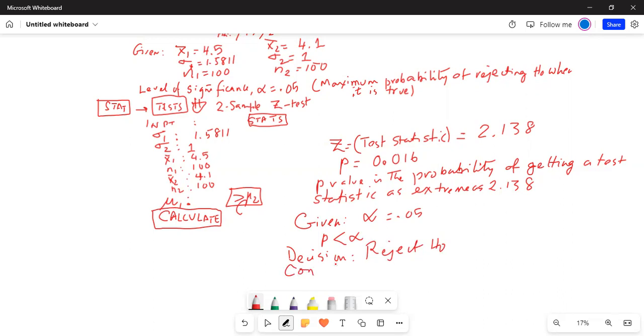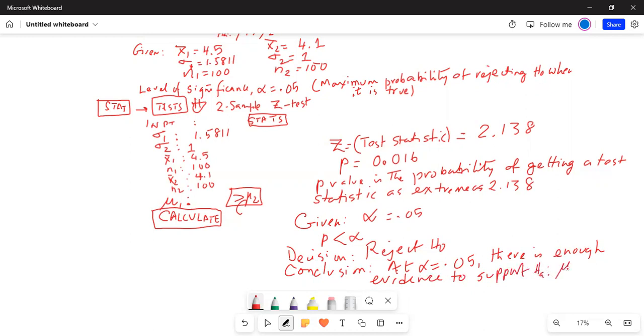Conclusion: at alpha equal to 0.05, there is enough evidence to support HA, which is mu1 greater than mu2.